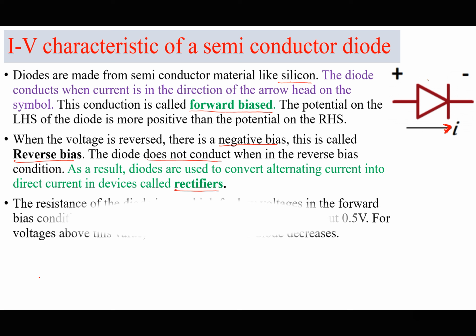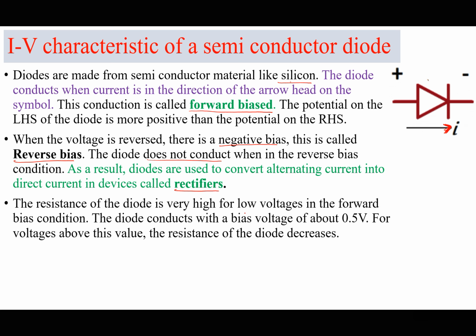So the resistance of the diode is very high for low voltages in the forward biased condition. The diode conducts with a bias voltage of about 0.5 volts. For voltages above this value, the resistance of the diode decreases. That's why we saw that for the graph, initially it was a line along the x-axis, and then at around 0.5 volts, the diode now conducts rapidly.